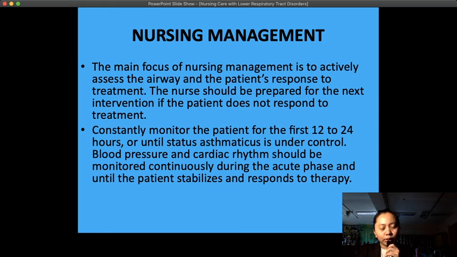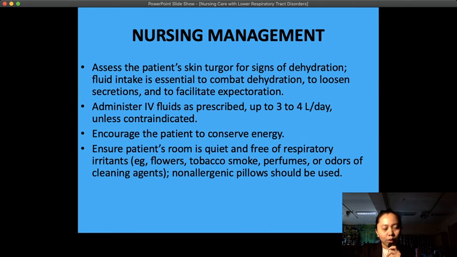Alright? So, constantly monitor the patient for the first 12 to 24 hours or until status asthmaticus is under control. Okay, then BP, cardiac rhythm. Alright. So, assess the patient's skin turgor for signs of dehydration. So, malalaman mo naman pag ganun pa sa skin turgor, dehydrated, no? It doesn't go back quickly.